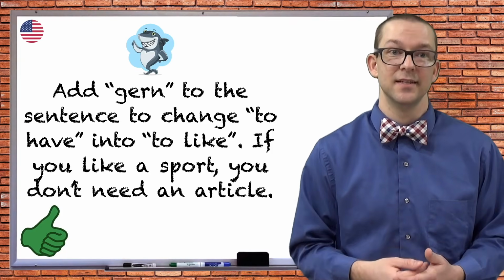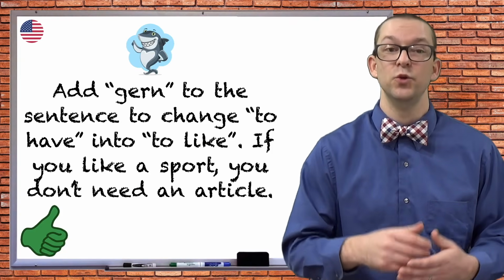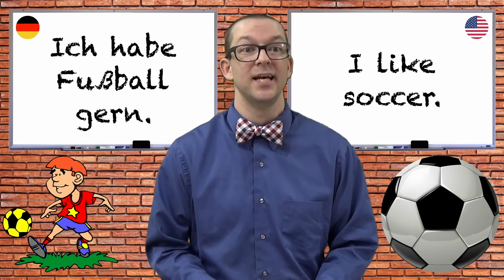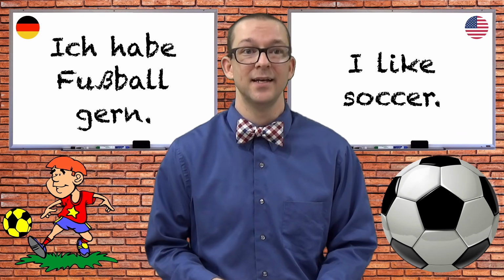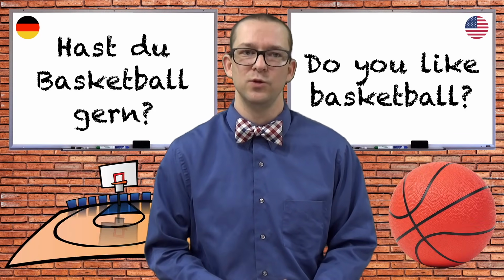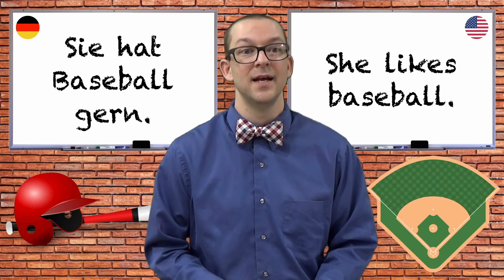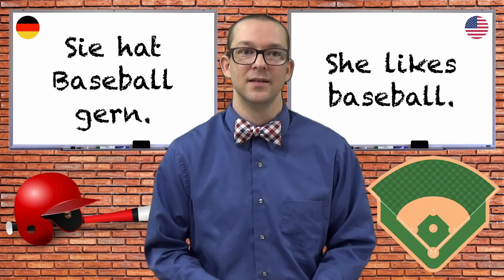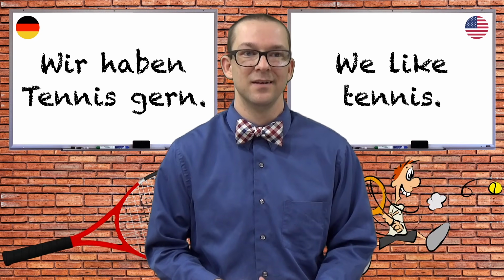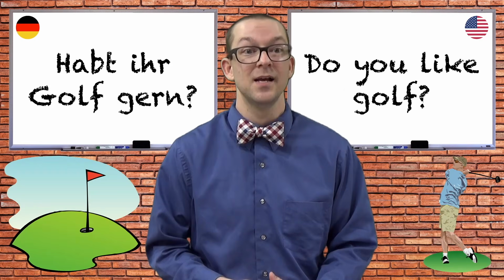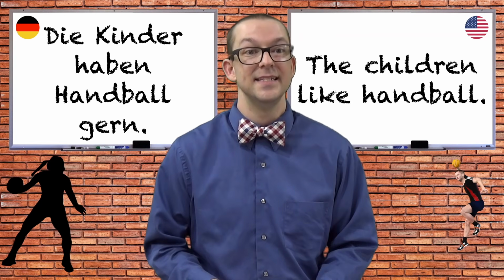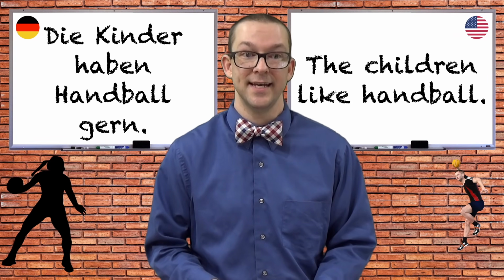Add gern to the sentence to change to have into to like. If you like a sport, you don't need an article. Ich habe Fußball gern. I like soccer. Hast du Basketball gern? Do you like basketball? Sie hat Baseball gern. She likes baseball. Wir haben Tennis gern. We like tennis. Habt ihr Golf gern? Do you like golf? Die Kinder haben Handball gern.